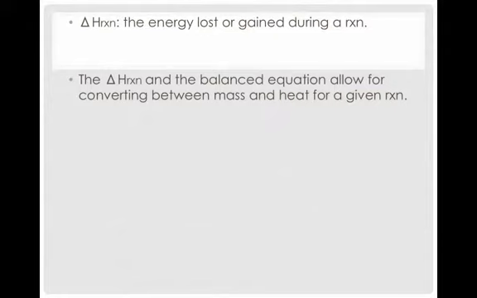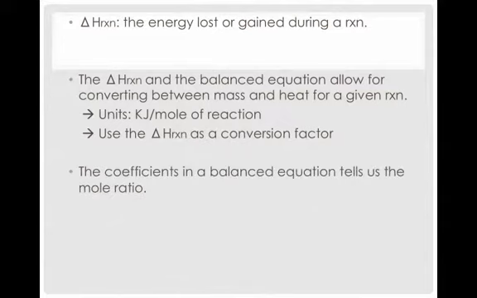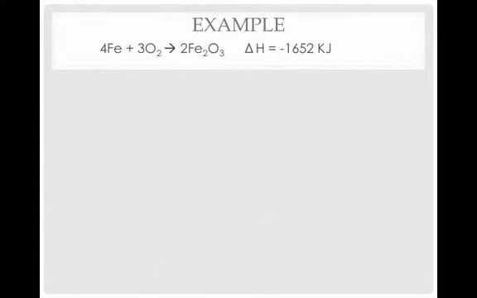And the reason that we can do this is because the units for delta H of reaction are equal to kilojoules per mole of reaction. And that gives us a conversion factor between moles of the reaction and energy. And then we can use the coefficients in the balanced equation to tell us our mole ratios. The easiest way to see how simple this process actually is is through an example.